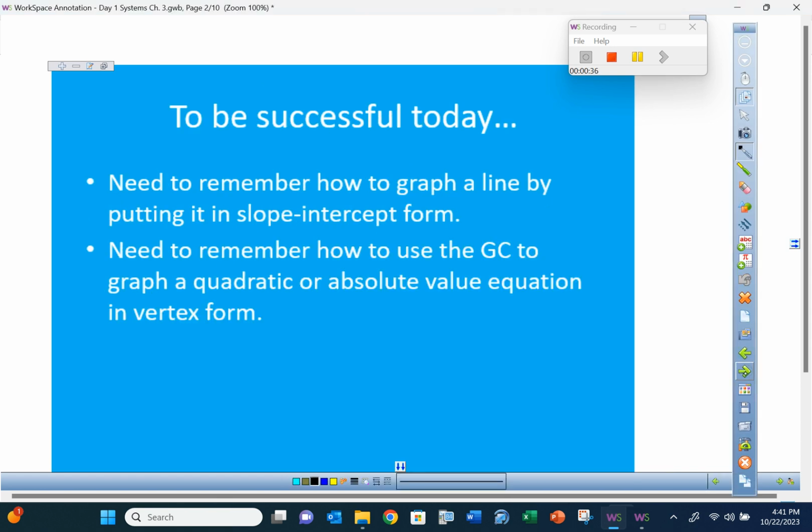Now guys, to be successful today, you need to remember how to graph a line by solving for y equal mx plus b. And then we also need to remember how to use the graphing calculator to graph a quadratic or absolute value, just what you tested over a few days ago. So guys, pop over to your number 1 real fast.